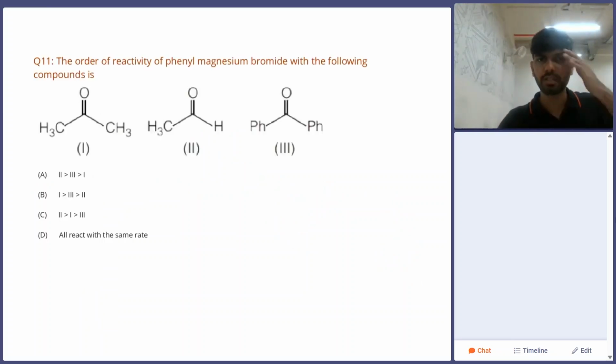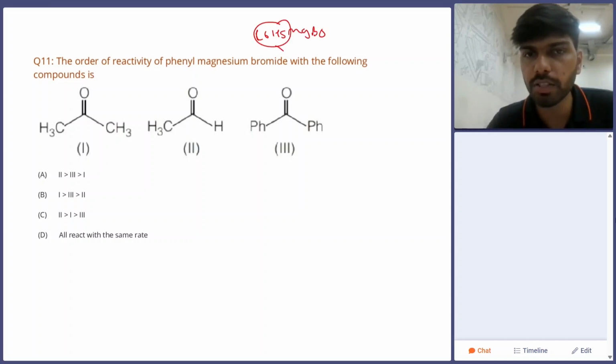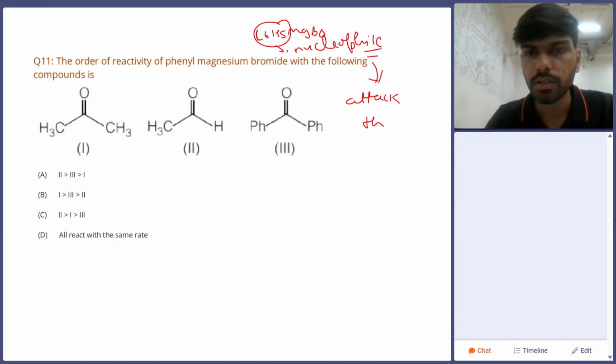Okay, next question. The order of reactivity of phenyl magnesium bromide with the following compounds. Here phenyl magnesium bromide, that is C6H5MgBr, is your nucleophile. A nucleophile attacks where there is less steric hindrance, and it also attacks those areas where electron density is less.